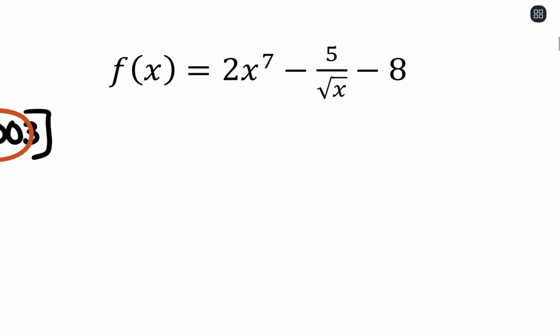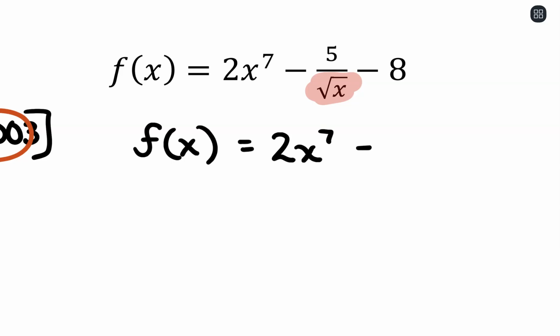Okay, let's do this one here. f of x equals 2x to the 7th minus 5 over root x minus 8. So my first step here is to adjust this root x that's in the denominator so that it's in power form. So we're going to have 2x to the 7th minus 5. This is an x to the 1/2 in a denominator, so I'm going to move it to the numerator, which means I'd have to have a negative exponent. And because it's a square root, negative 1/2. And then minus 8. This is going to stay true each time: if you have a square root in the denominator, it's going to be a negative 1/2 in its exponent form.